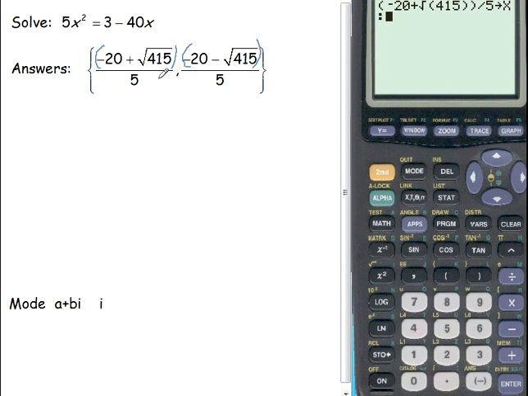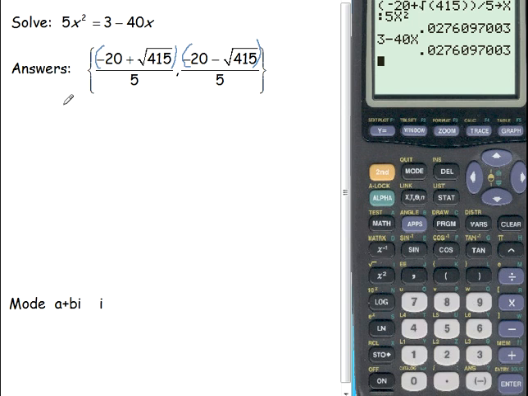And then I'm going to hit the left side of the equation, 5x squared, and it will evaluate that. And that's what it gives me as a value. And now I hit the right side of the equation, 3 minus 40x, and I hit enter. And if both sides are the same, that tells me that that first value that I put in, negative 20 plus the square root of 415, all divided by 5, is a solution of the equation, and indeed it is.